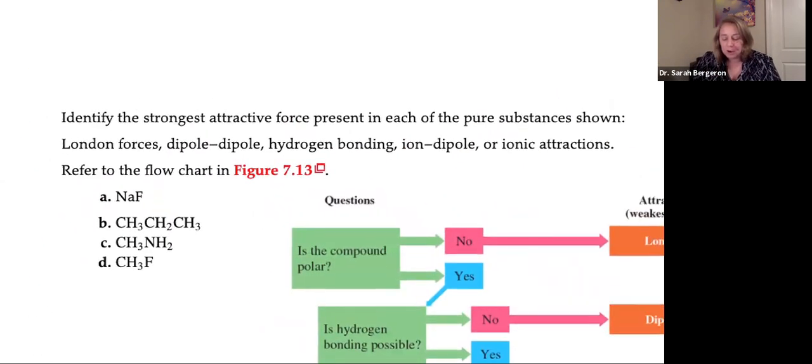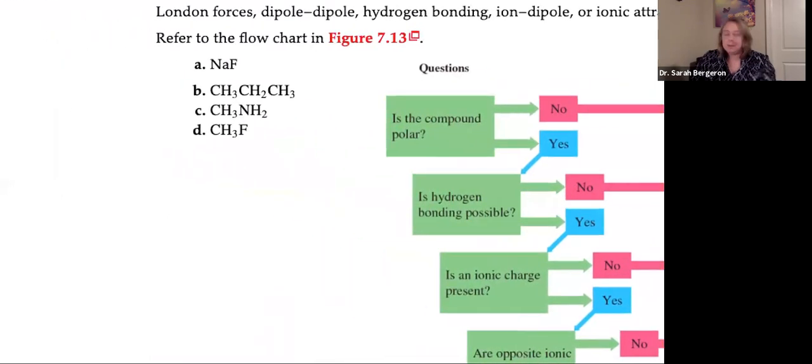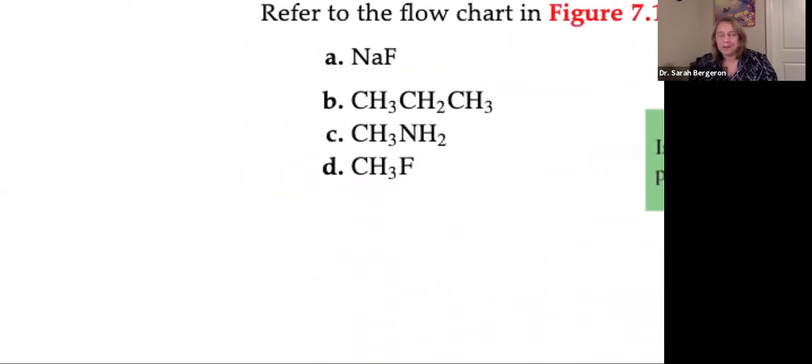Okay, identify the strongest attractive force present in the pure substances shown. Are they London dispersion, dipole-dipole, hydrogen bonding, ion-dipole, or ionic interactions? You can use the flow chart. I put it for you, but I'm going to try and not look at it, okay?